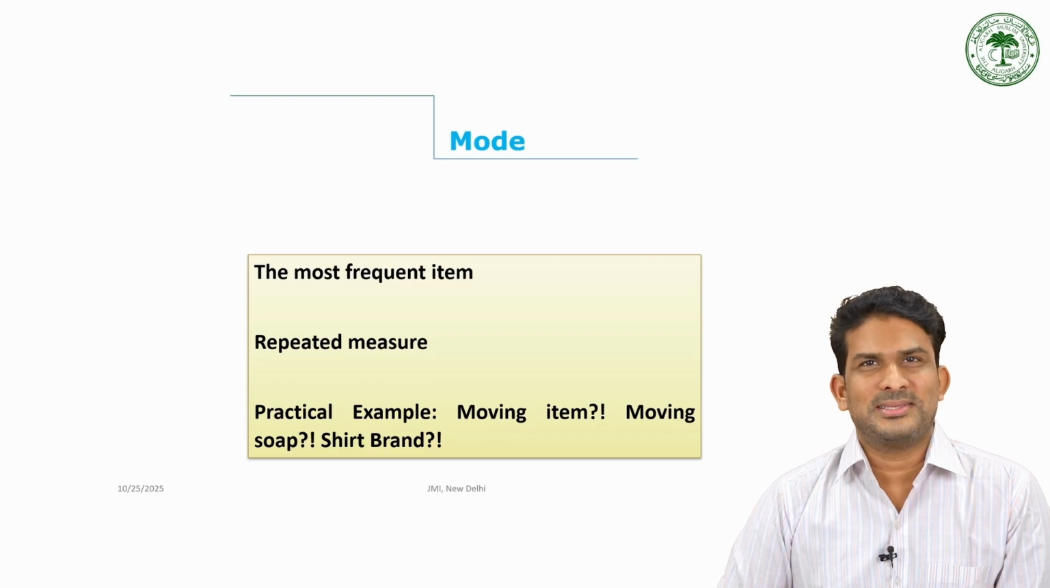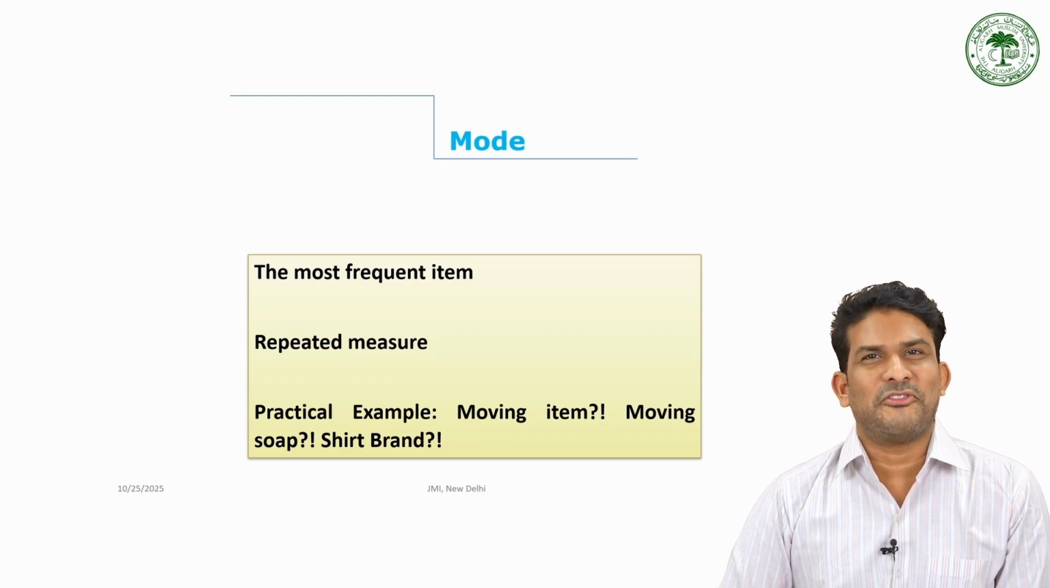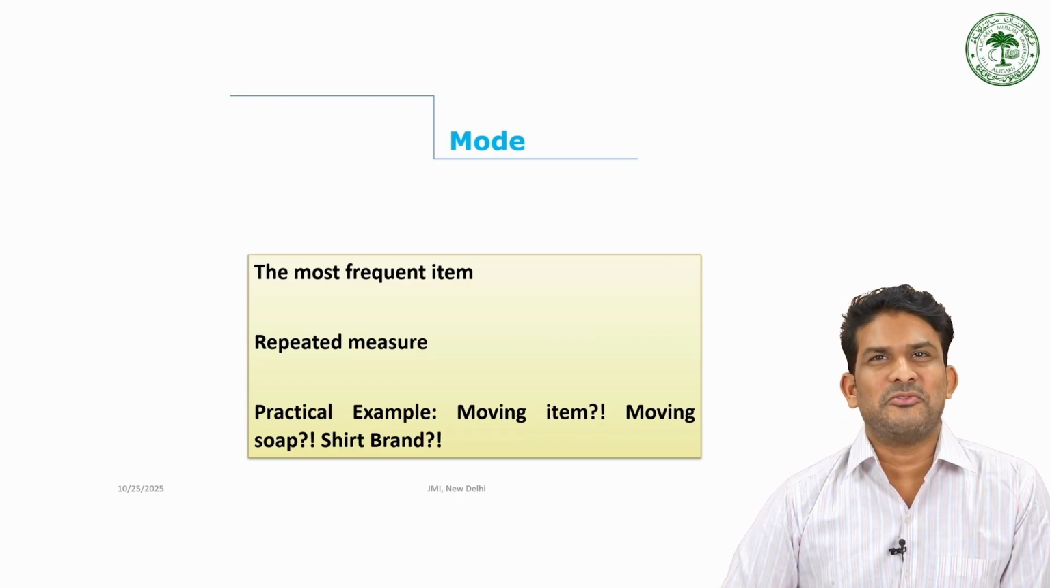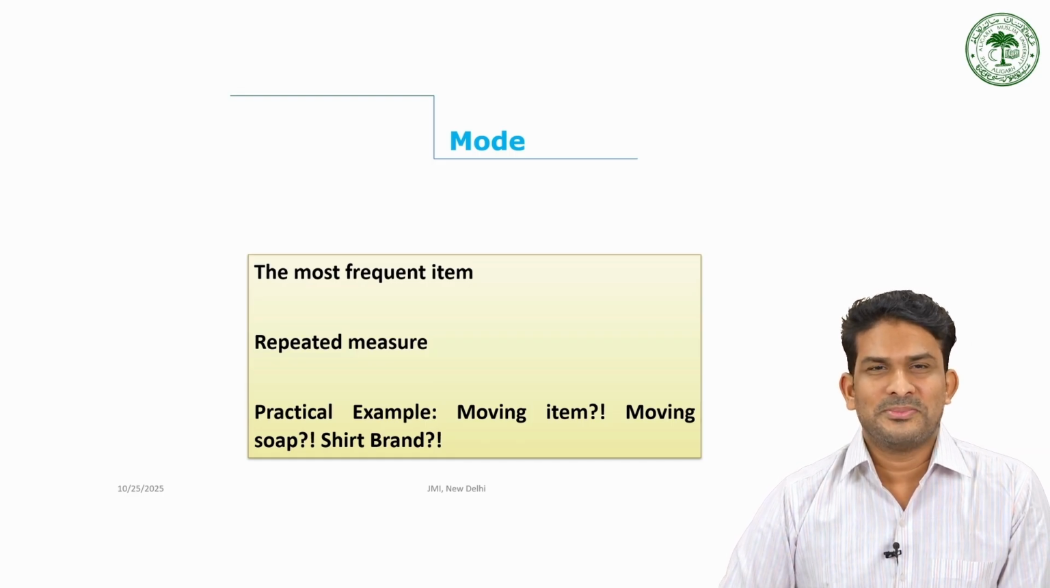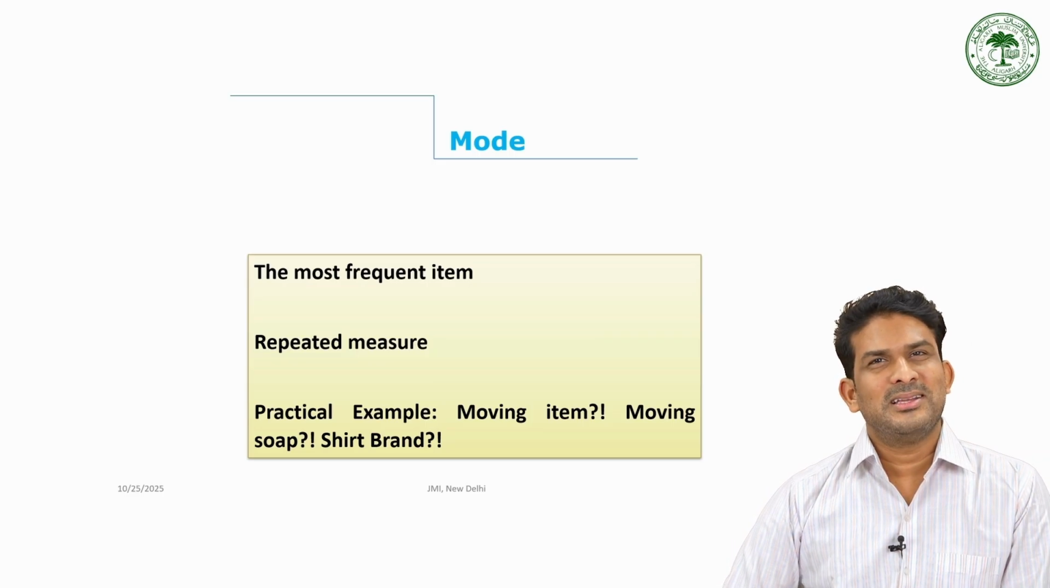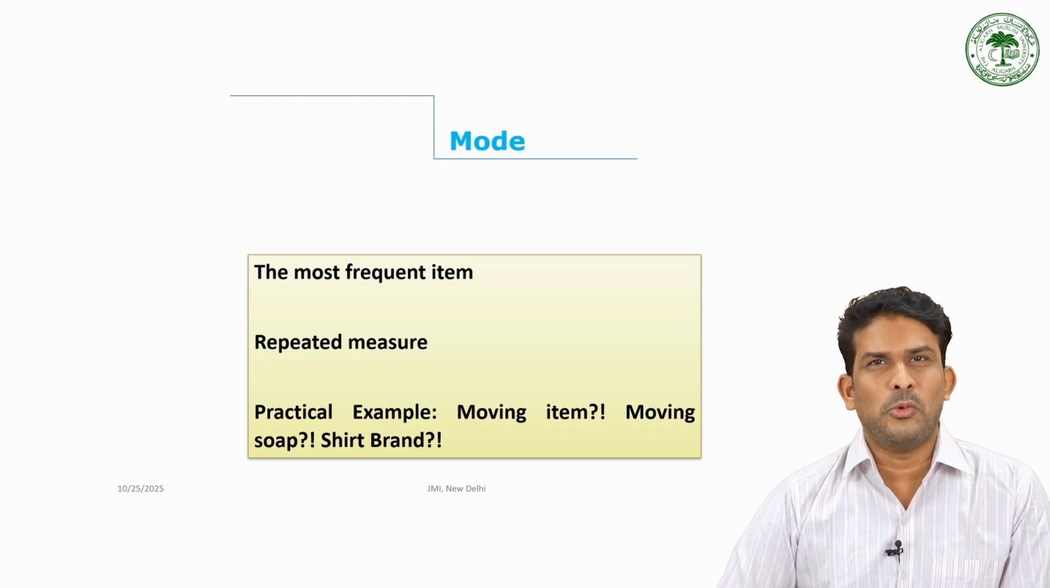What is mode? Yes, mode is the most frequent item in a distribution. What is the most frequent item? It is the repeated measure. What is the practical example for that? We use the mode on a daily basis.